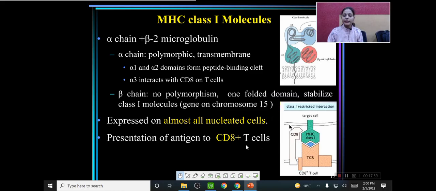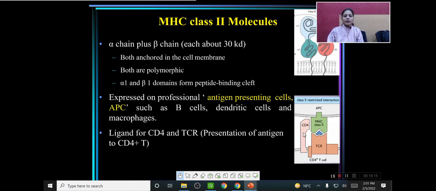Presentation of antigen to CD8 plus T cells. These are the MHC class 1 molecules. This is the alpha chain which crosses the transmembrane, right? And these are presented to the CD8 T cells.